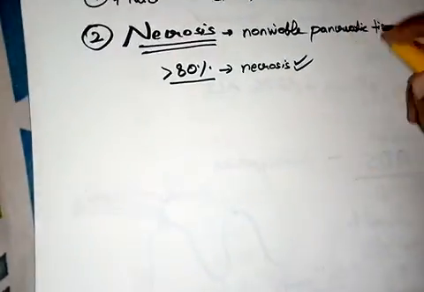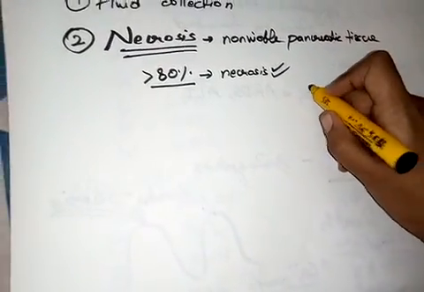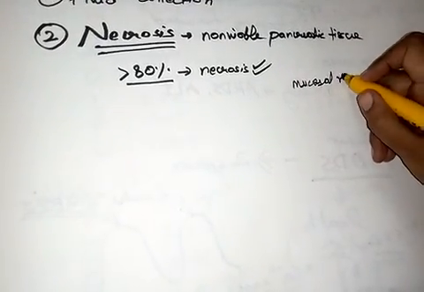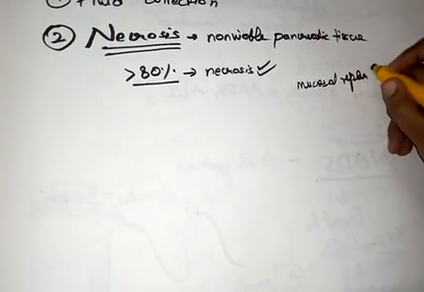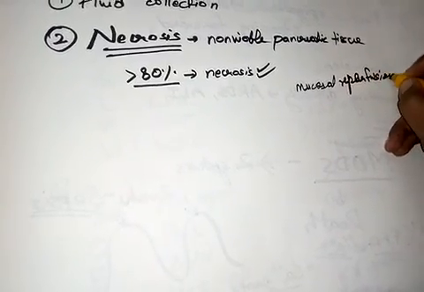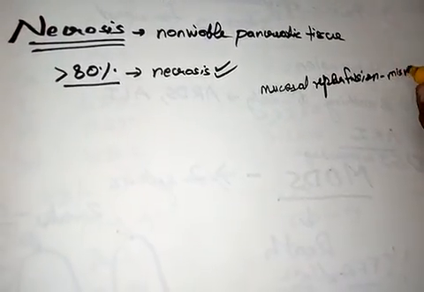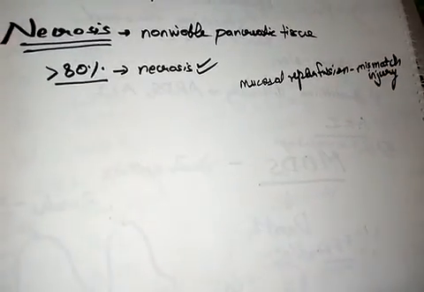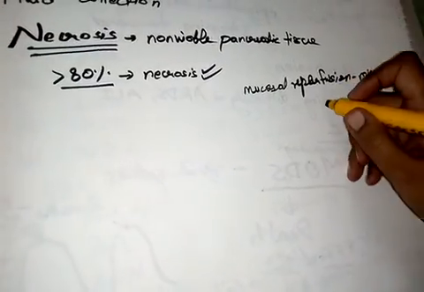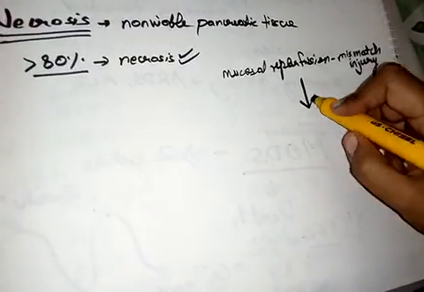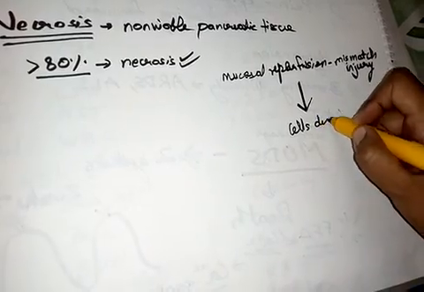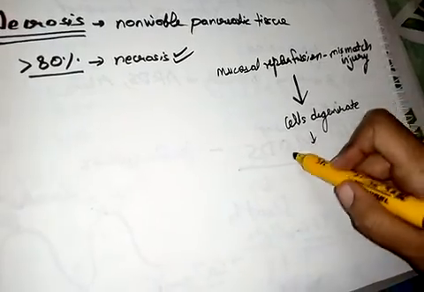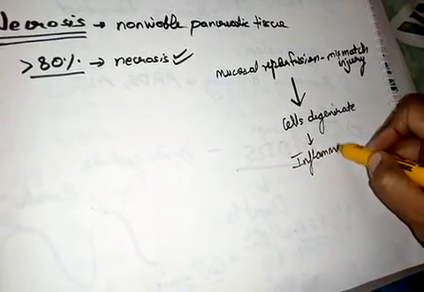Why this happens is, due to intense inflammation, there would be mucosal reperfusion mismatch injury. It means there would be lack of proper pancreatic perfusion, proper pancreatic blood supply, which will then cause cells to degenerate. And during this degeneration, what will happen? Inflammatory mediators will be released in the blood.